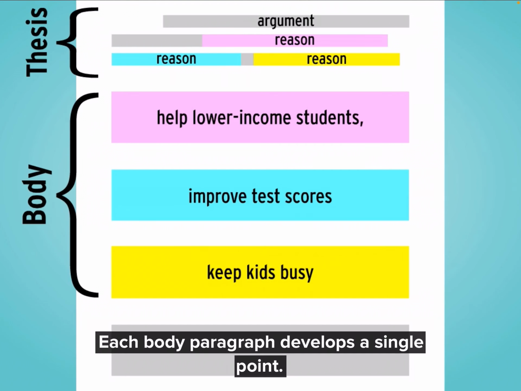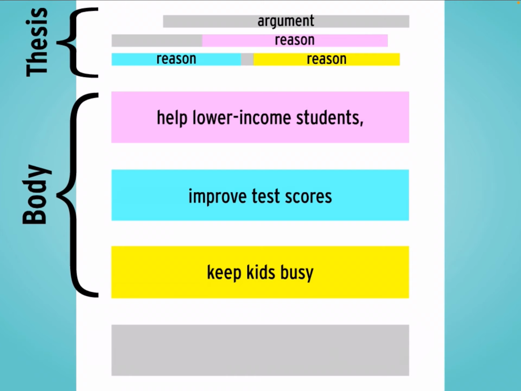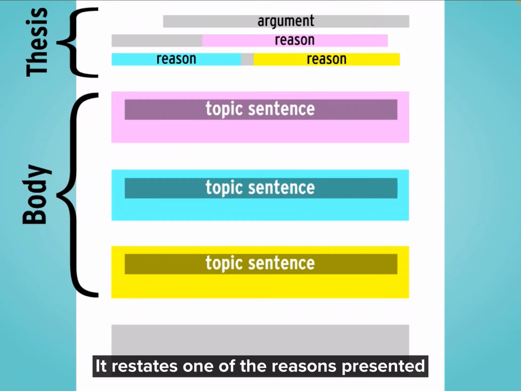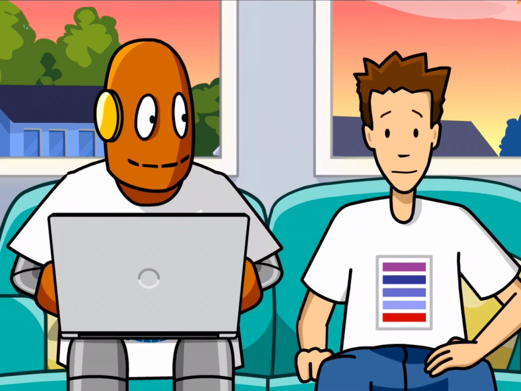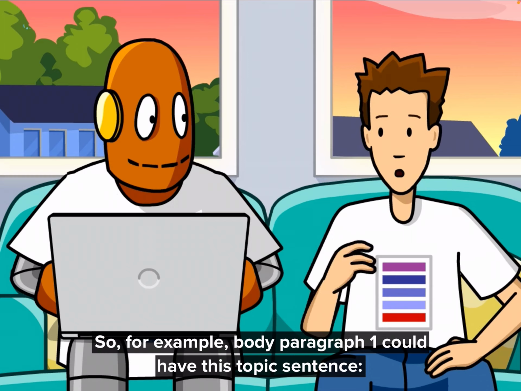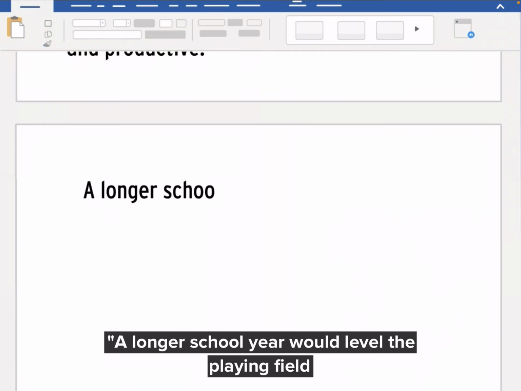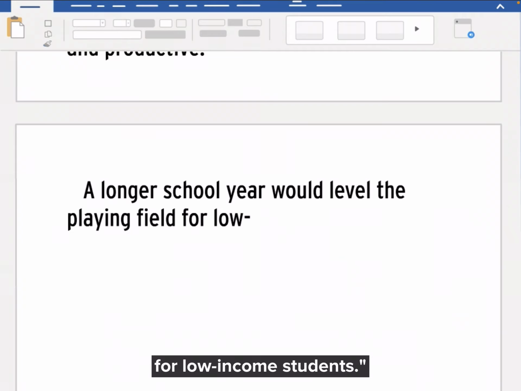Each body paragraph develops a single point and begins with a topic sentence, which is like the paragraph's thesis. It restates one of the reasons presented in the main thesis statement. So, for example, body paragraph 1 could have this topic sentence: A longer school year would level the playing field for low-income students.